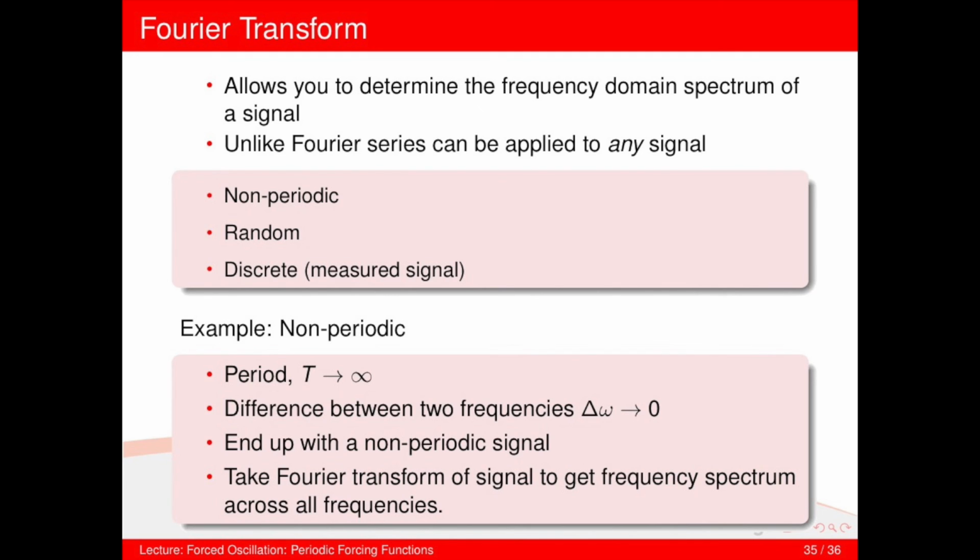Often in computing, when you're dealing with a measured signal, perhaps in your final year project, you'll be measuring the acceleration of something. You want to work out the frequency domain. You'll probably use the fast Fourier transform to get your frequency spectrum from your measured signal.